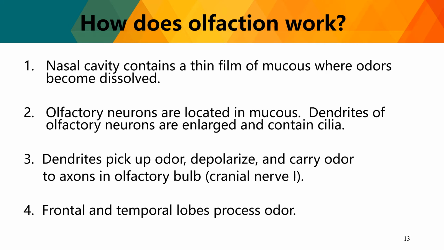So how does olfaction work? So the nasal cavity contains a thin film of mucus where odors become dissolved. Okay, and then olfactory neurons are located in the mucus. Dendrites of the olfactory neurons are enlarged and they contain cilia. Dendrites pick up odor, depolarize, and carry odor to the axons in the olfactory bulb or the cranial nerve 1, and the frontal and the temporal lobes process what type of odor you're smelling.